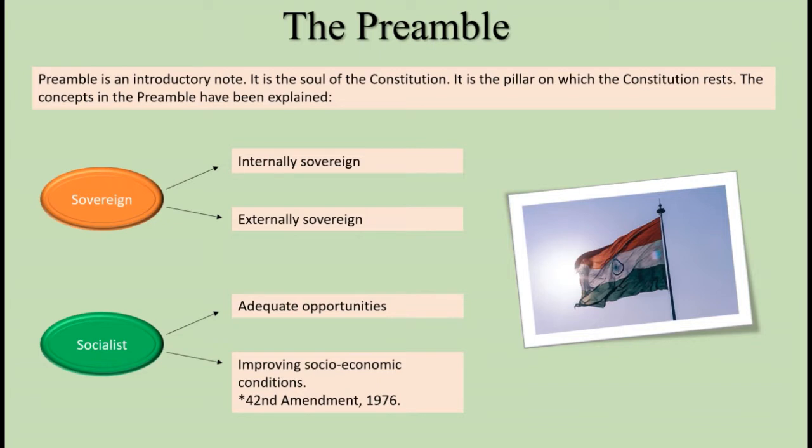Let us understand the concepts in the preamble. First one, sovereign. India became independent on 15th August 1947. It means India is internally and externally sovereign. Internal sovereignty means sovereign authority over all individuals and associations within its territorial boundaries. External sovereignty means India is free from foreign control.